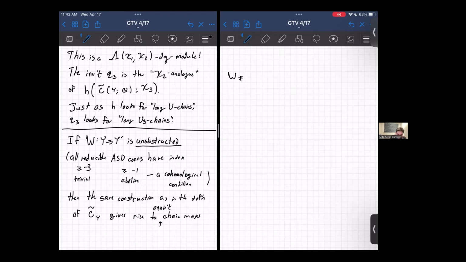Say W star from C tilde Y to C tilde Y prime, which sends theta to theta prime, essentially. Theta to theta prime plus some junk in degrees we don't care about. An unobstructed cobordism is necessarily negative definite. It has b plus equals 0.